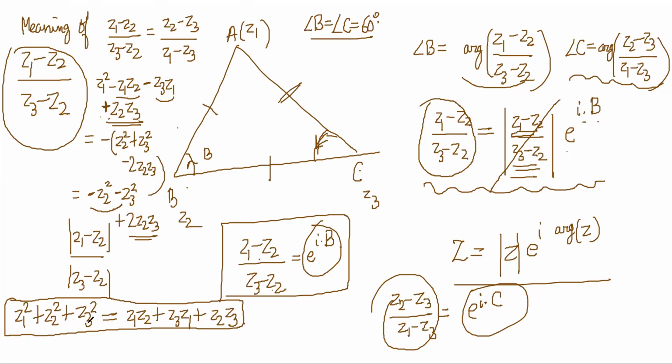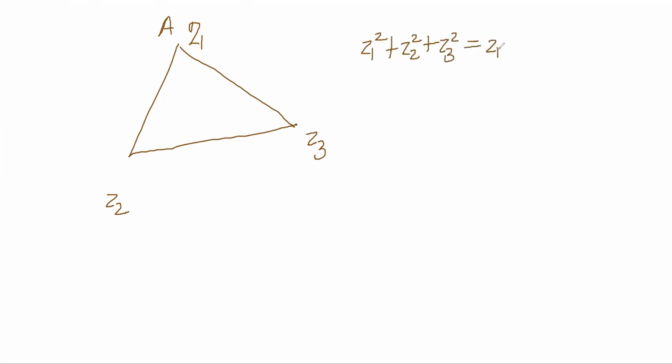Okay, so this is a question sometimes. Sometimes it is asked as proof. Say, I have three complex numbers Z1, Z2, and Z3. Prove that Z1 square plus Z2 square plus Z3 square is equal to Z1 Z2 plus Z2 Z3 plus Z3 Z1 implies, it's a double implication, the triangle ABC is equilateral.